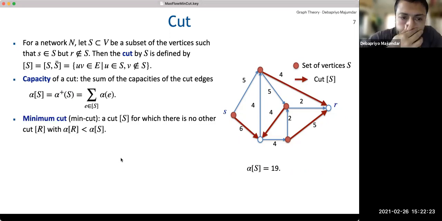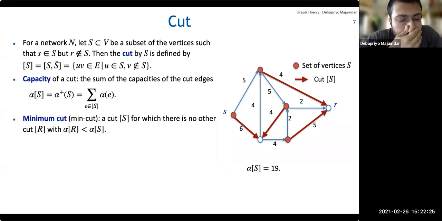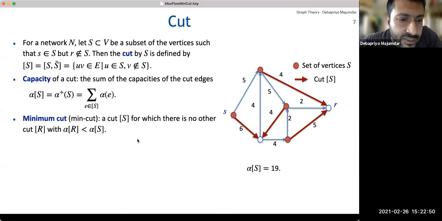And the minimum cut, yeah, that's a reasonable definition. A minimum cut, rather, it doesn't have to be the minimum cut. A minimum cut is a cut for which there is no other cut with smaller capacity. So a cut with minimum capacity is called a minimum cut or min cut. Clear?